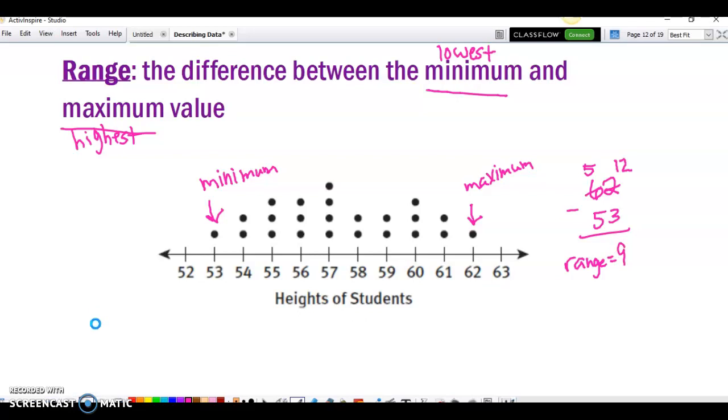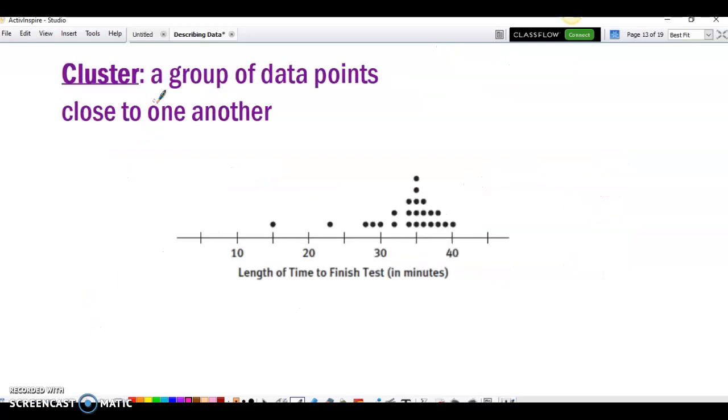Next word, we've got cluster. Cluster is a group of data points close to one another. So if you look at this data distribution, you'll notice that we've got a couple of guys hanging out here, and then we've got this big group of dots that are all hanging out together, okay? That's going to be a cluster. So we've got a cluster at around 34 to 36-ish. So we've got a cluster of data right there.